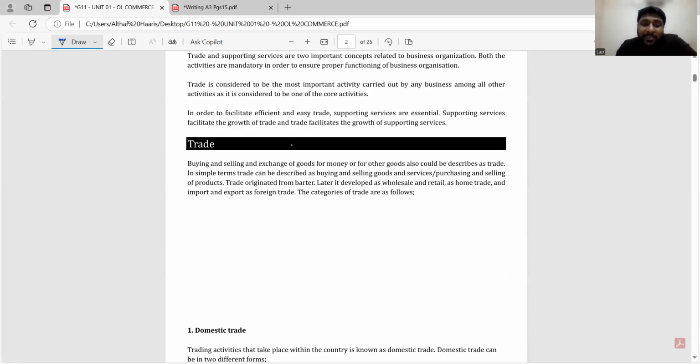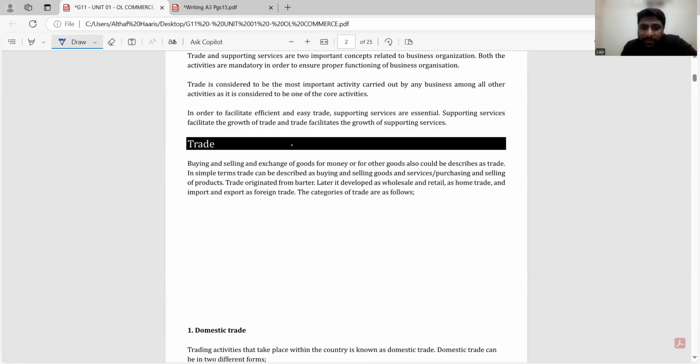Buying and selling and exchange of goods for money or for other goods could be described as trade. In simple terms, it can be described as buying and selling goods and services, or purchasing and selling of a product. Trade originated from barter. You studied the barter system, where people used to exchange the excess that they had as a result of specialization. People had some excess products with them, so they started to exchange it. That is where this exchange came into the equation.